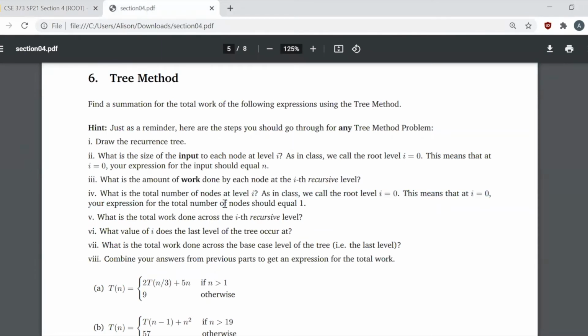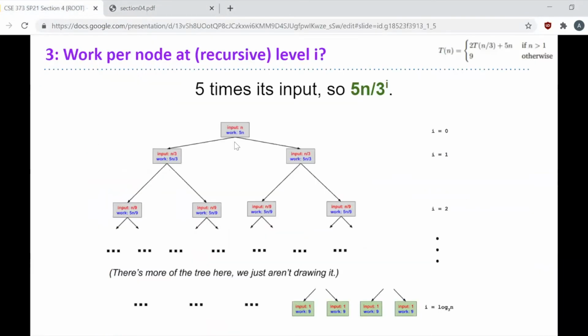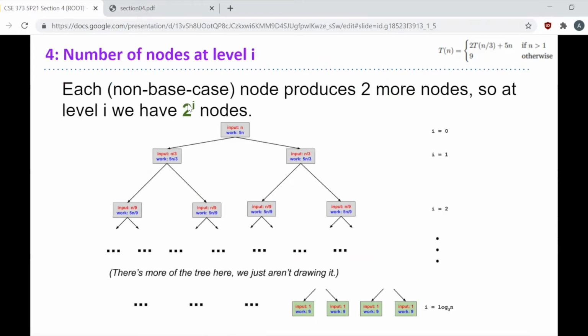What is the total number of nodes at level I? So this is asking how many of these boxes do we have at each level? How does it vary as we go down this tree? Well, first we start off with 1 node and then 2 nodes and then 4 nodes. That's because we're making 2 recursive calls per node, so each one kind of doubles and doubles and doubles. So a good way to express this would be 2 to the I. As our I increases, we get more nodes. And like I just said, we can totally use the table method here, and that would also be a good way to verify your answers. But ultimately, since our nodes double at each level, the expression is 2 to the I.